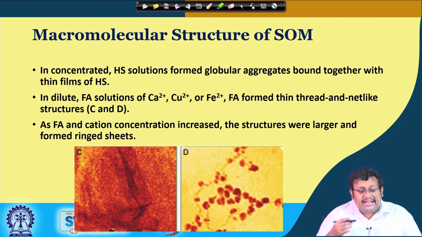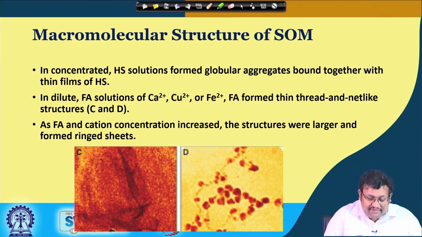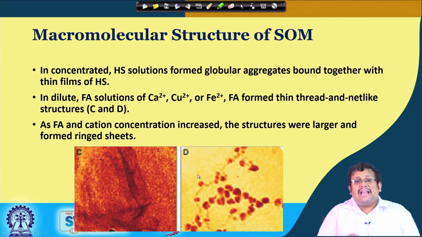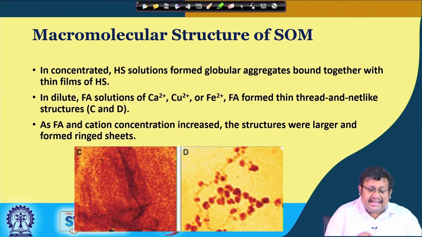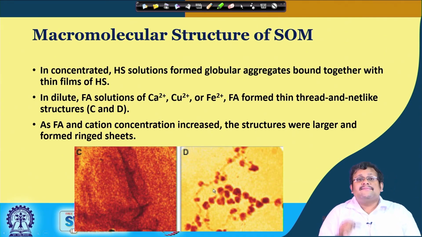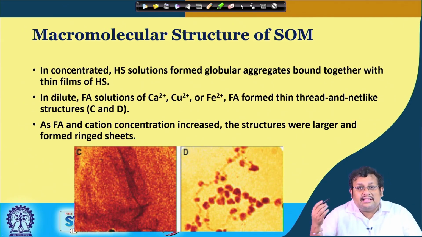So, in concentrated humus solutions form globular aggregates bound together with thin films of humic substances. Now, in these two pictures you can see, in dilute fulvic acid solutions of calcium, copper and iron, fulvic acid forms thread and net like structures, as you can see, thread and net like structures. As fulvic acid cation concentration increases, the structures were larger and form rigid sheets.